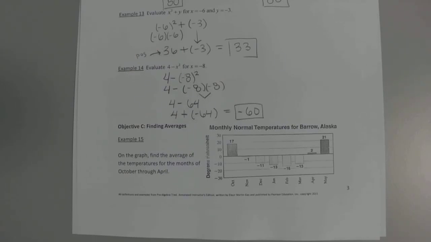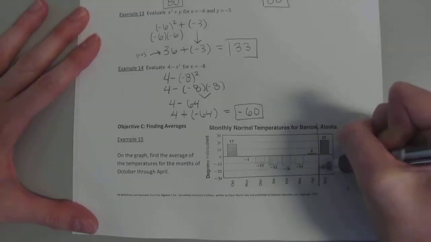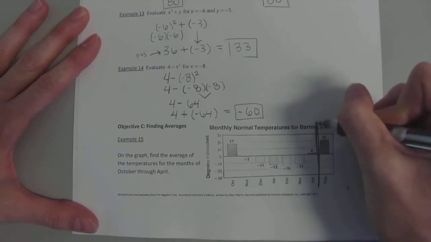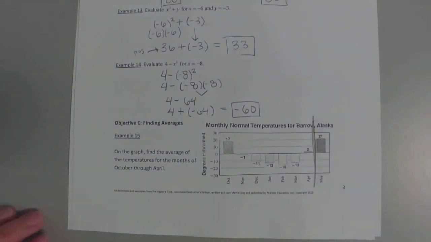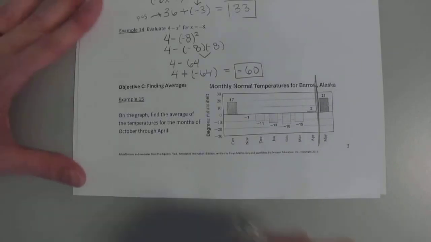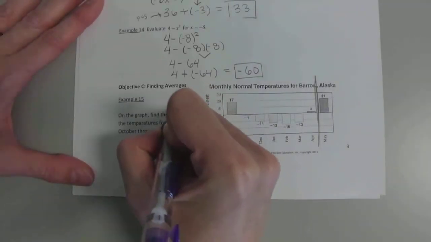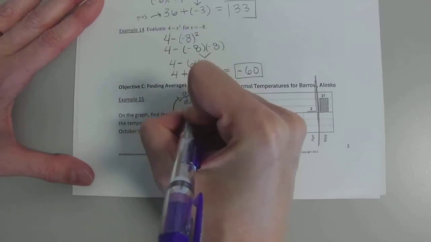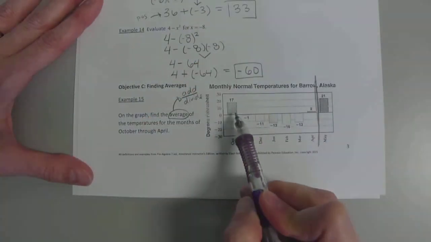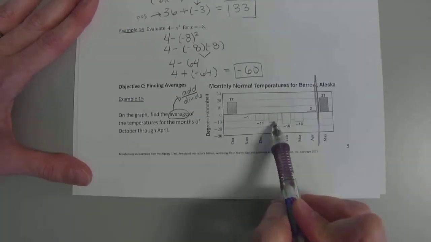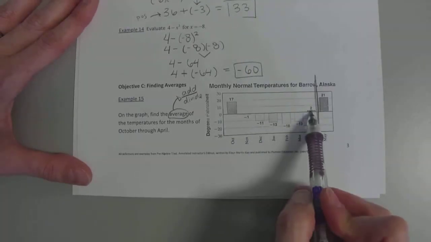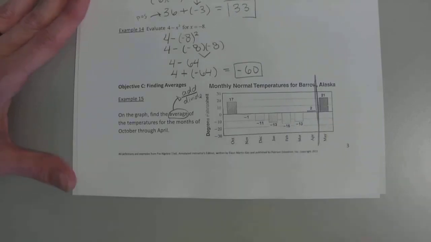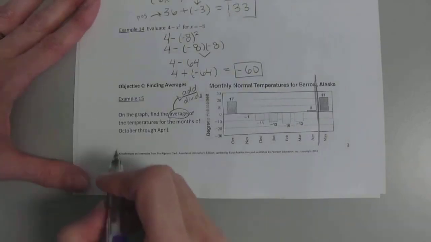So on 15, it says, on the graph, find the average of the temperature for the months October through April. So we don't care about May, okay? How do we find an average? We add and then do what? Divide. So what we have to do is add up all the temperatures, and then we have to divide by how many months we have.